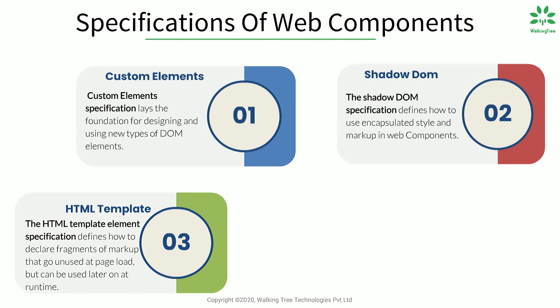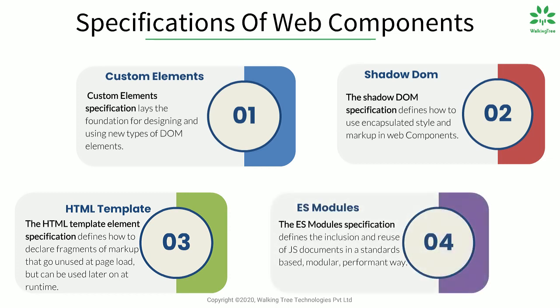Then the HTML template element specification, which is again to declare the new fragments that we are developing with the new custom element or web component, and it helps to make sure this new element is not used until the page is loaded, and it takes effect once its related JavaScript is loaded. Then the ES module specification: the script tag with a module attribute, which helps to load the TypeScript or JavaScript code as a module in a performant way, so that your component becomes modular. It works as intended.